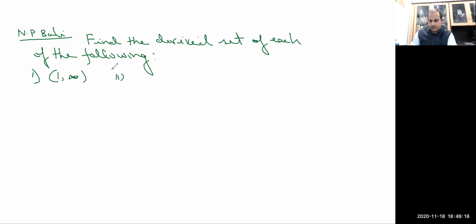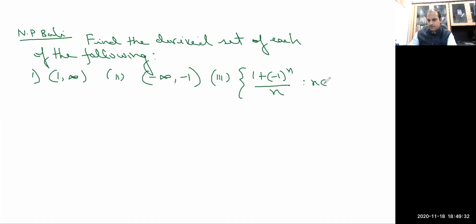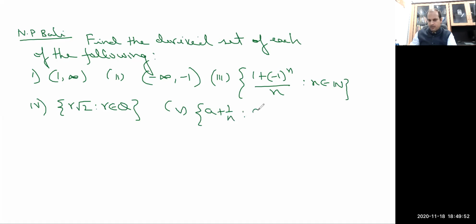The second one is the open interval minus infinity to minus 1. The third one is the set consisting of elements of the type 1 plus minus 1 raised to the power n by n, where n belongs to natural numbers. The fourth one, the set consisting of numbers of the form r root 2, where r belongs to rationals. And the fifth one is the collection of all those elements of the type a plus 1 by n, where a belongs to R and n belongs to the set of natural numbers.